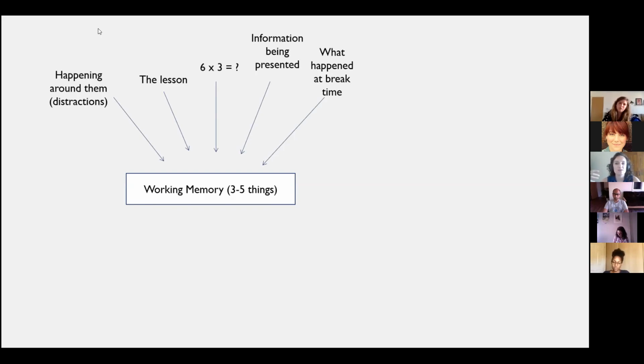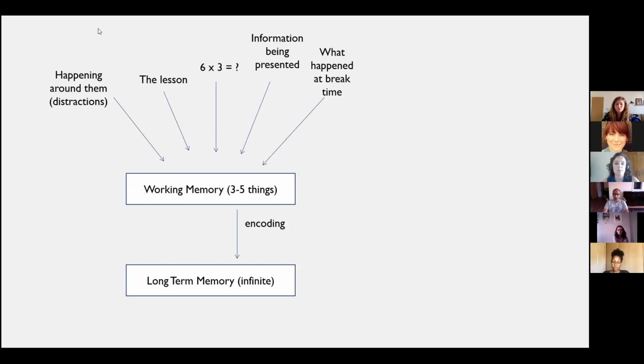Now, as this stuff comes in, it's processed and encoded into the long-term memory. And when it enters the long-term memory, it forms schemas, which produces that learning. So that produces the change in the long-term memory, which is what we can define learning as. At the moment, we seem to think that the long-term memory is infinite. We haven't been able to find a capacity for it yet.